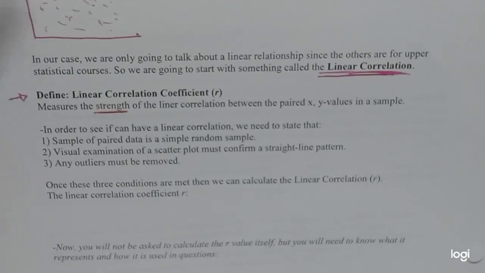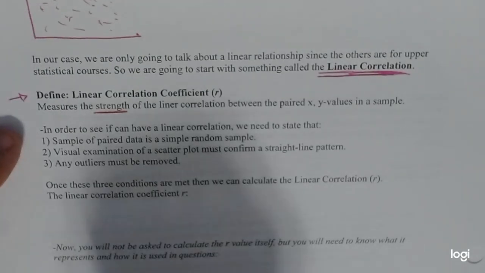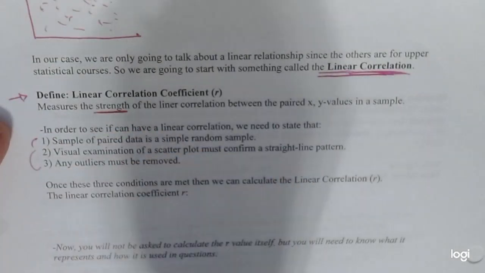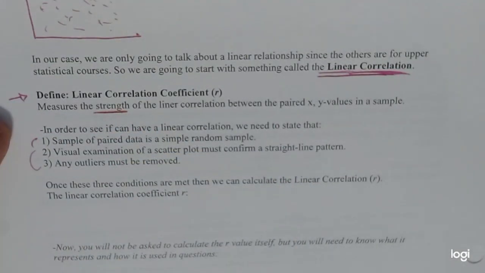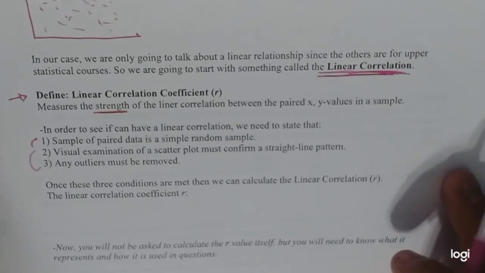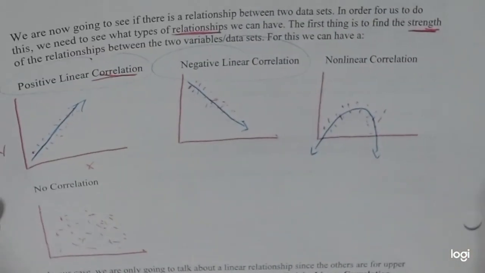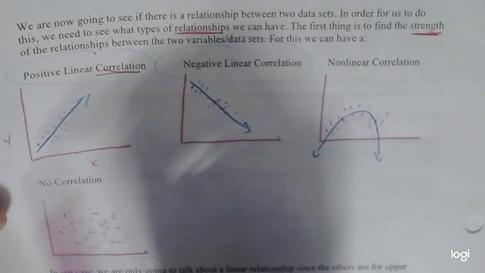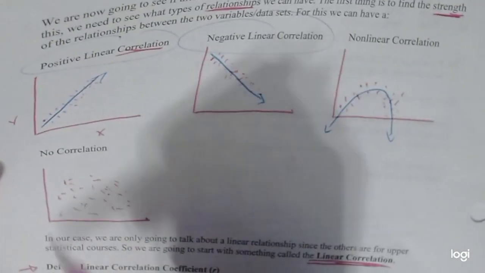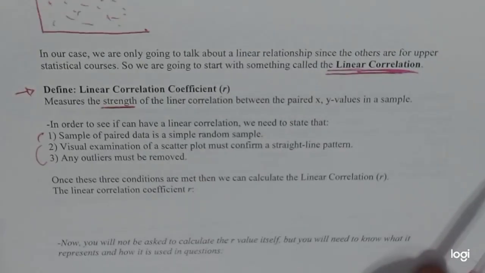Okay, so first off, in order to have a linear relationship, there's three things we have to figure out. The first thing is you have to have a simple random sample of both samples, so both are random. Second, there's a visualization on the scatter plot: there's an actual straight line. In other words, we do a scatter plot and see if we can have roughly a straight line between them, either going up or down or not at all. And three, any outliers must be removed.